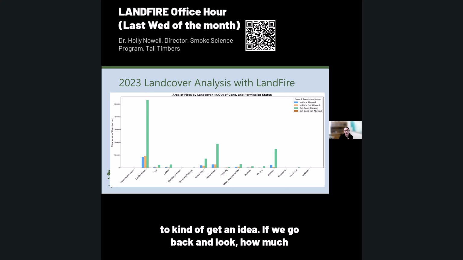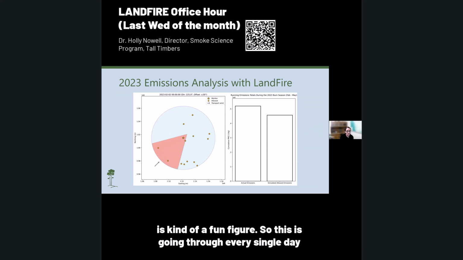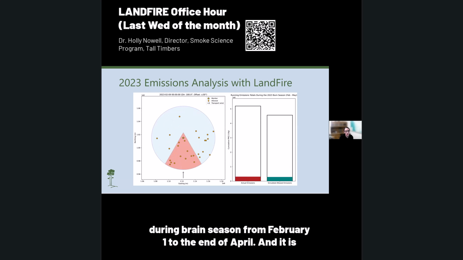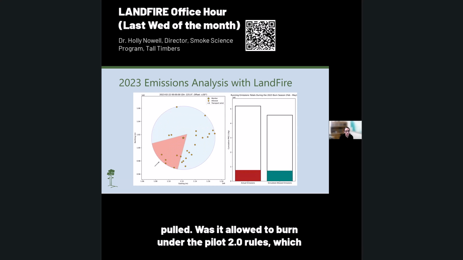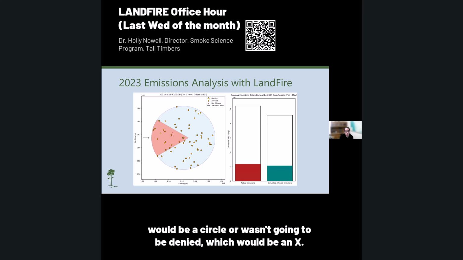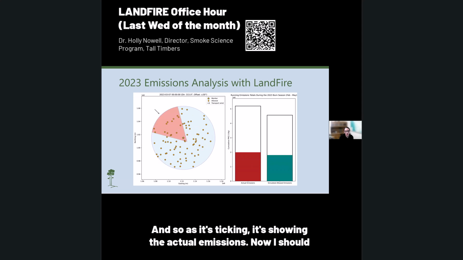If we go back and look, how much emissions are we saving, or how many emissions are not passing over the sensor now with these new rules in place? So this is kind of a fun figure. This is going through every single day during burn season from February 1st to the end of April. And it is looking at if we apply Pilot 2.0 rules to every permit that was pulled, was it allowed to burn under the Pilot 2.0 rules, which would be a circle, or was it going to be denied, which would be an X? And so as it's ticking, it's showing the actual emissions.